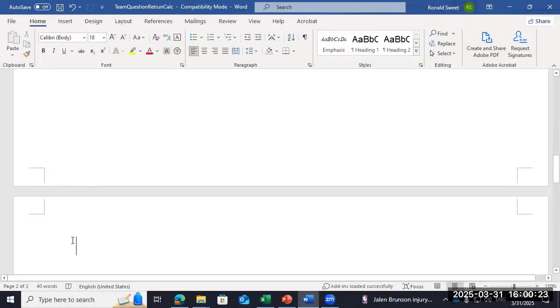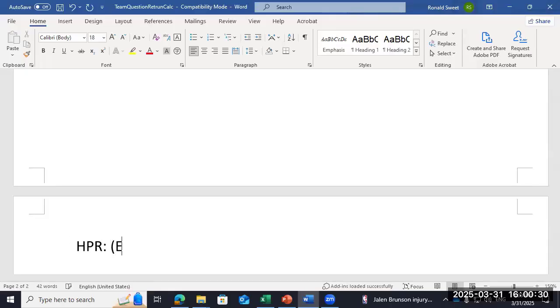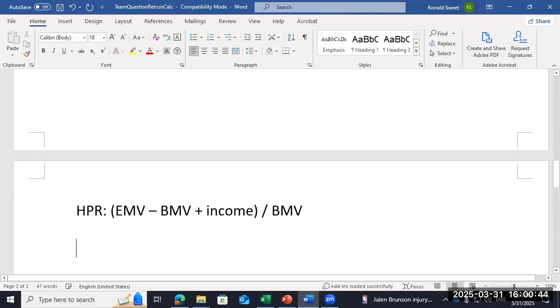All right, so in the return, you need the holding period return. Just to remind you of the formula: ending market value minus beginning market value, plus income, divided by beginning market value. Remember that for income, you've got to remember which dividend date you use. We'll talk about that with your team.